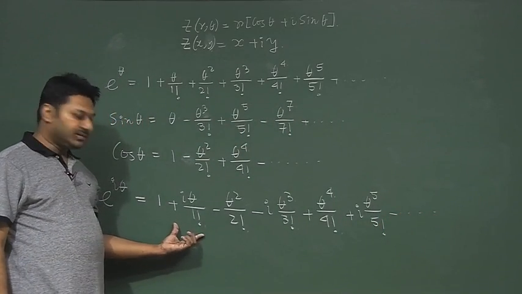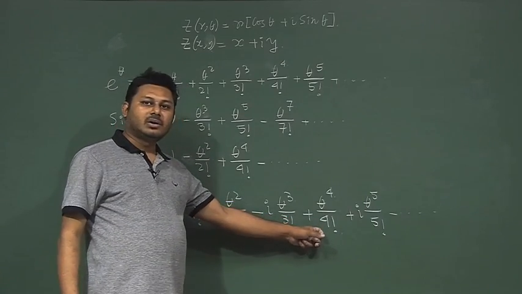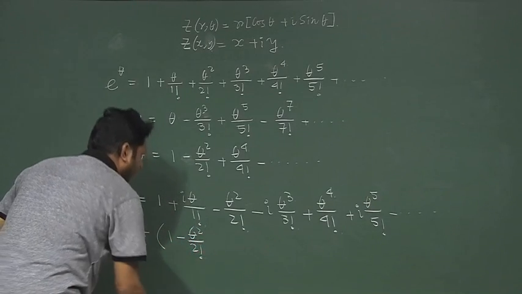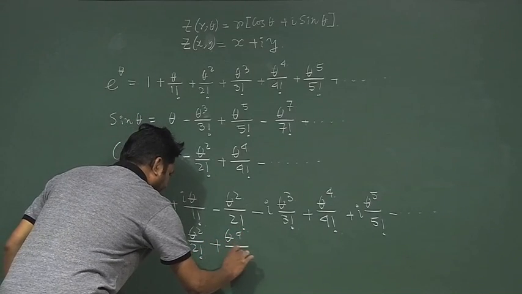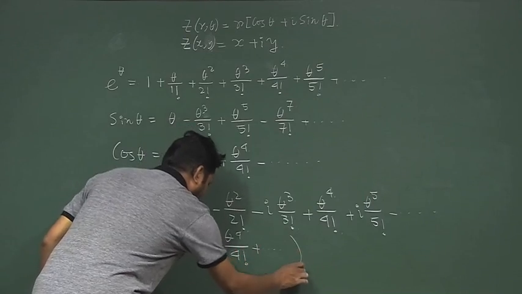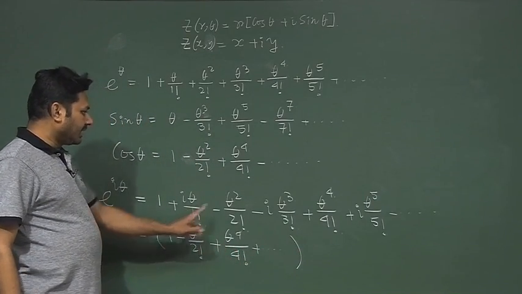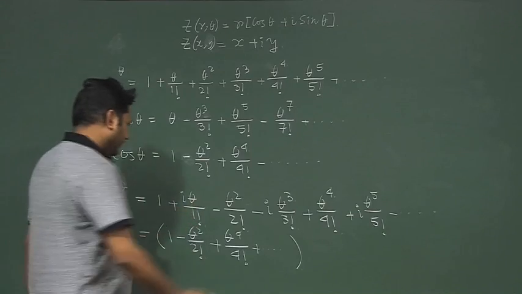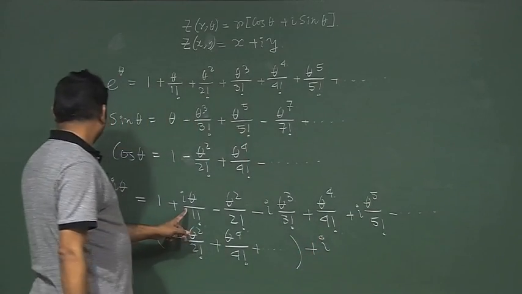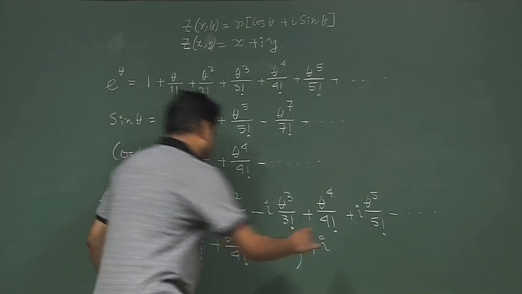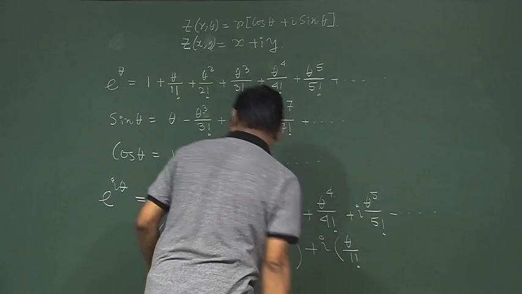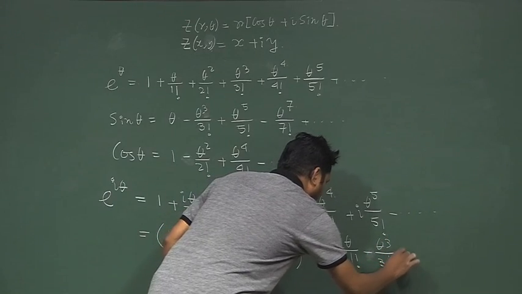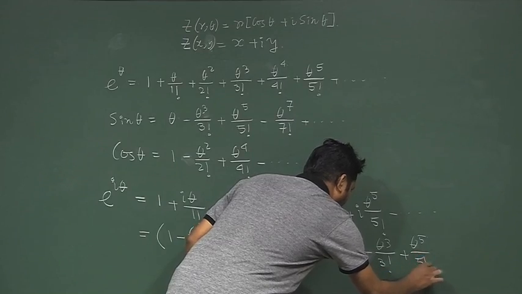Now, if I look very carefully at all the terms which are associated with even powers, if I take them aside, I will have one series. And what about the terms associated with the odd powers? What I will do is take i common. If I take i common, then I have theta by factorial 1 minus theta cube by factorial 3 plus theta to the power 5 by factorial 5 and so on.